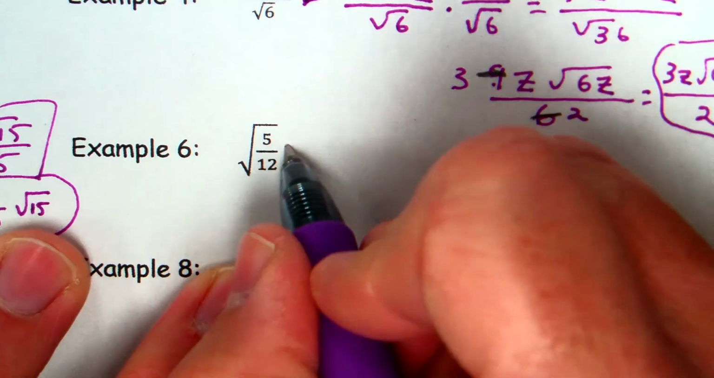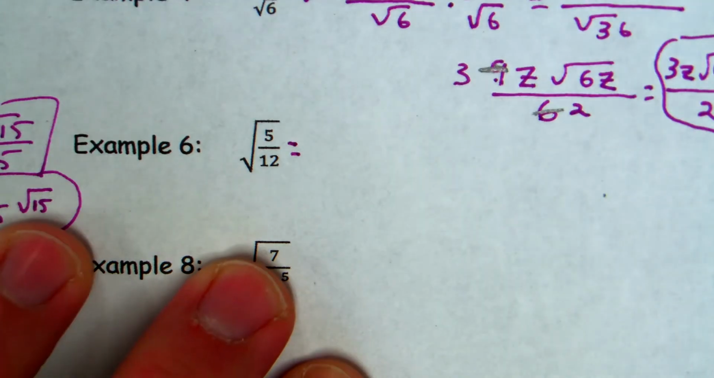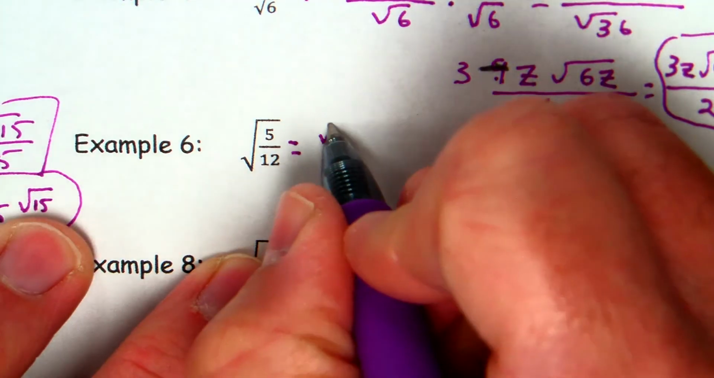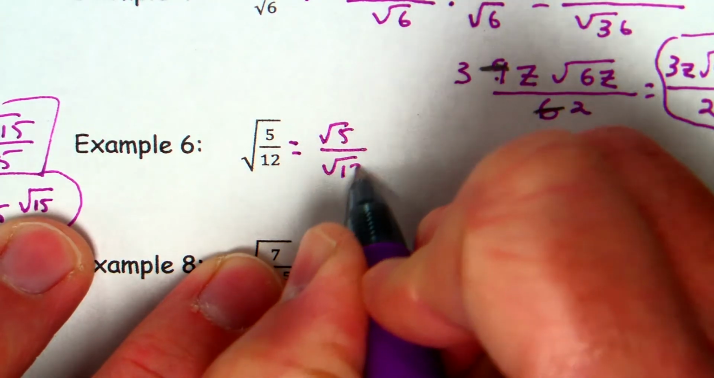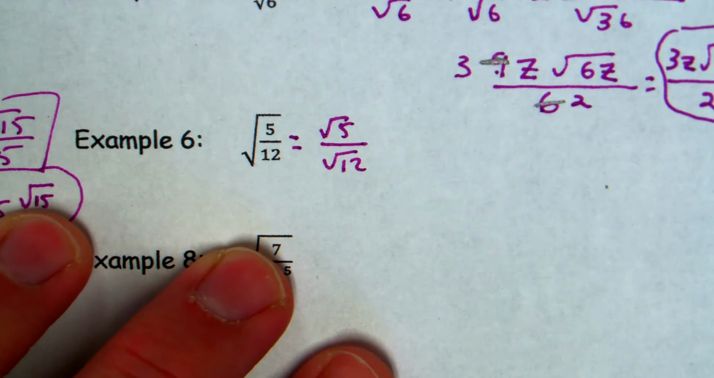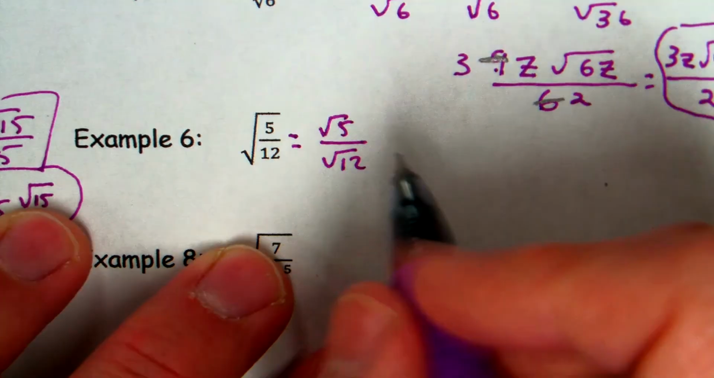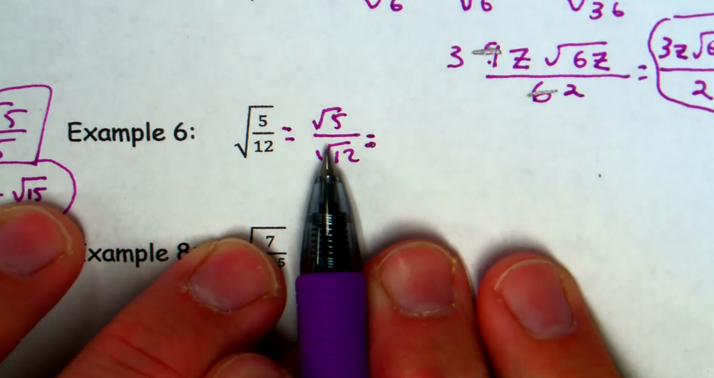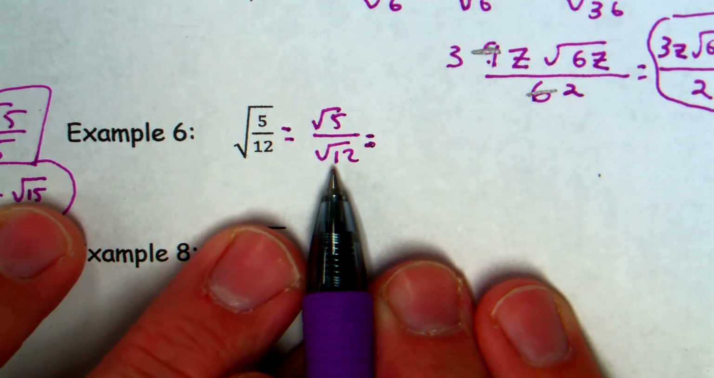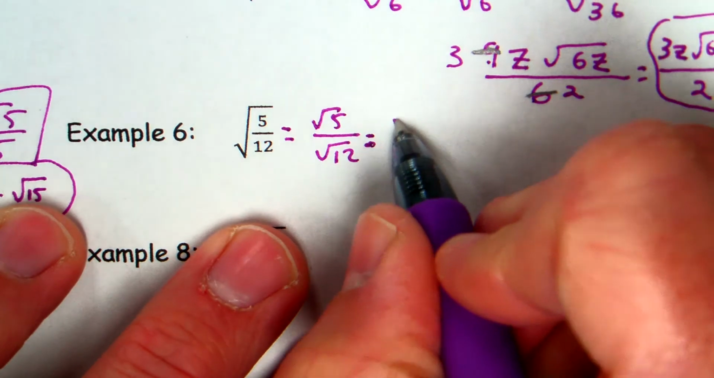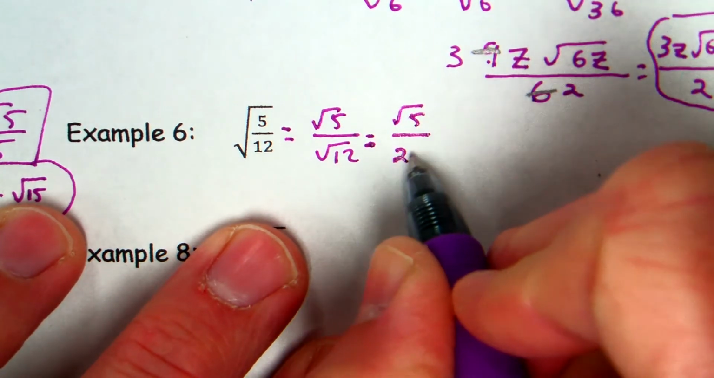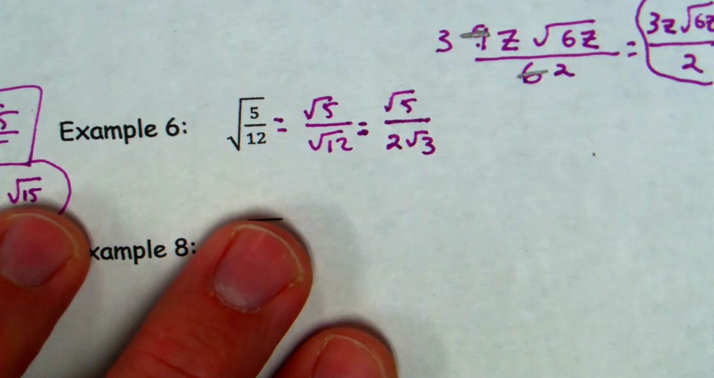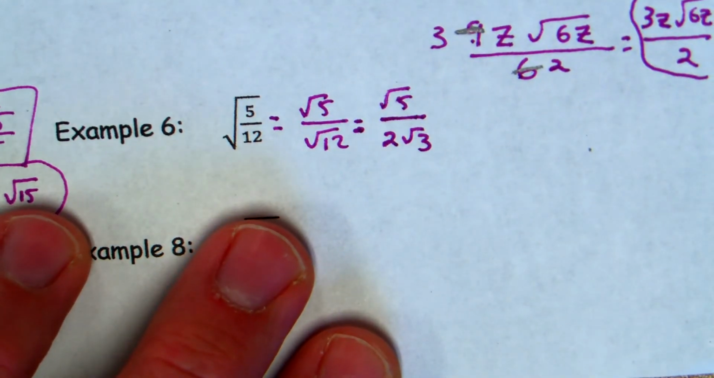Notice example 6 has a fraction underneath your radical. That's in violation of Rule C. I'm going to split it so that I have radical 5 and radical 12. Do you notice anything interesting about our denominator this time? Radical 12 is not in simplest form. Radical 12 is 2 radical 3. You're going to want to put that in simplest form before you start rationalizing the denominator.